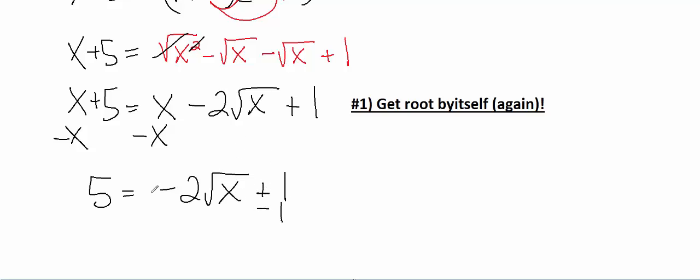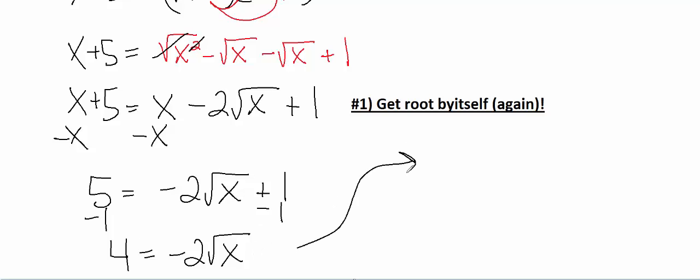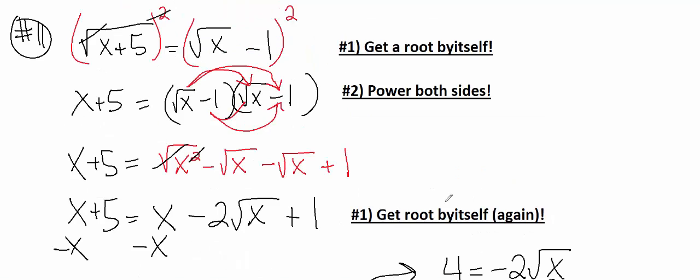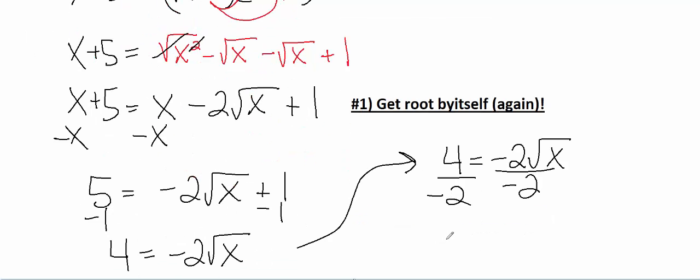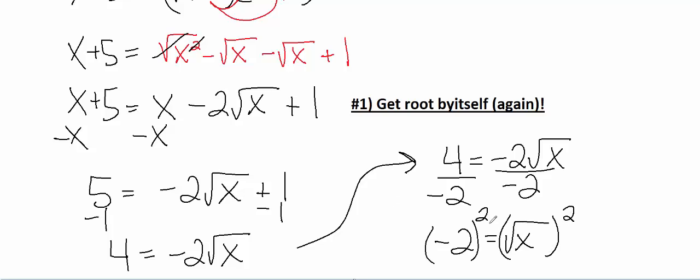Let's go ahead and minus the 1 over as well. Minus 1, that's 4 equals negative 2 root x. Okay, so now I'm going to write this over here because I'm running out of room. 4 equals negative 2 root x. We'll divide by negative 2 to get negative 2 equals root x. And then we'll square both sides. When we square both sides, we get 4 equals x.